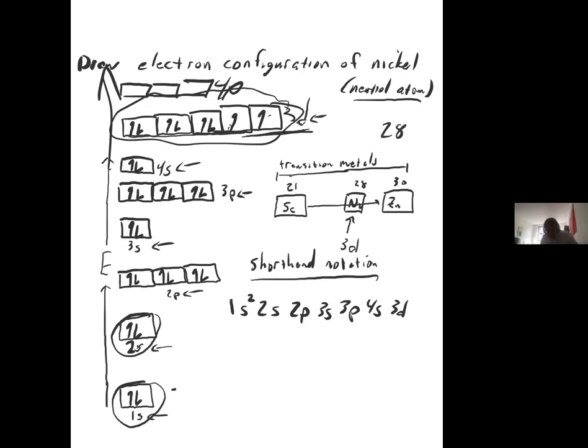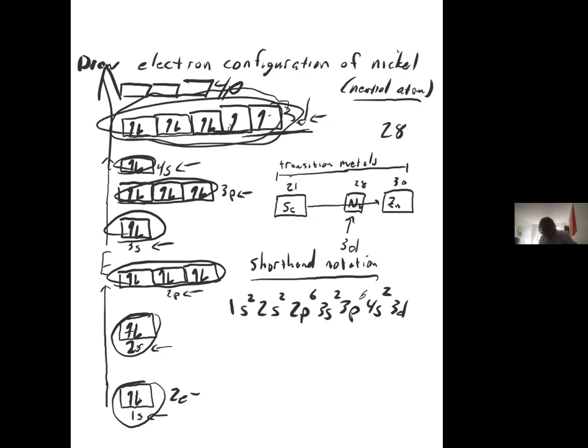So you've got 2 electrons here, right? 1, 2. So you put a 2 as a superscript. You got 2 in here, so you put that as a superscript. You got 6 here, so you write that as a superscript. You got 2 in here. So 2, 6, 2, 8, right? There's 8 in there. So you write 8. And so that's a shorthand notation.